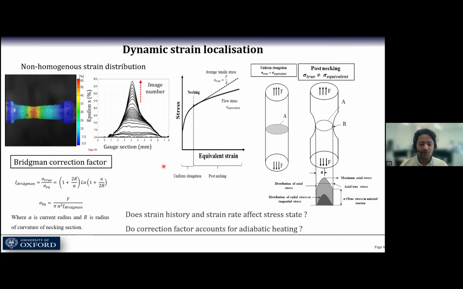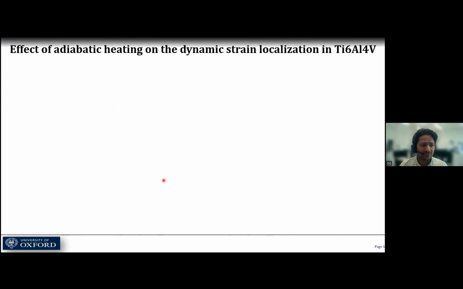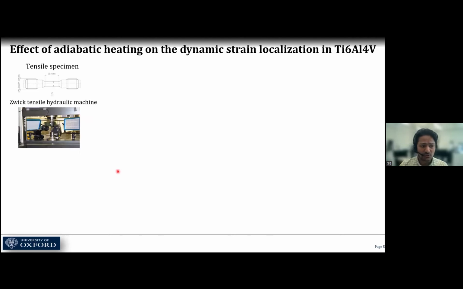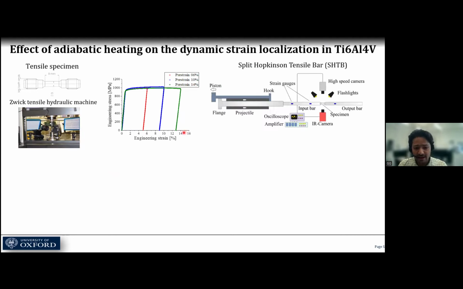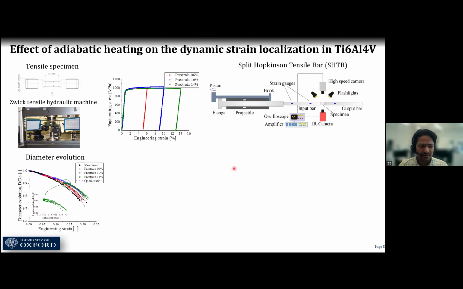That's where I organized an extended campaign to study the effect of adiabatic heating on dynamic strain localization. I used the dogbone specimen and a Zwick tensile hydraulic machine to pre-strain to 3 different pre-strain levels: 6, 10, and 14. Later, I used these pre-strained samples along with the pristine samples and tested them using the split Hopkinson tensile bar, which has two cameras. One is a high-speed camera to observe the necking evolution. Second is an infrared camera to observe the temperature evolution. Let's look at one small finding from this testing campaign.